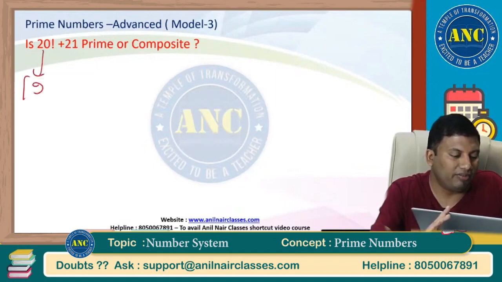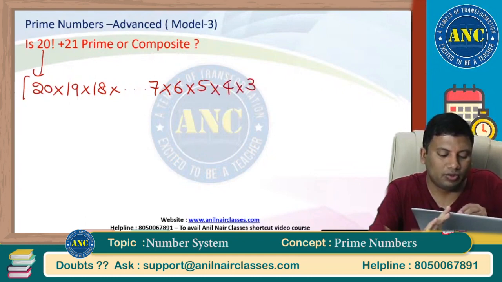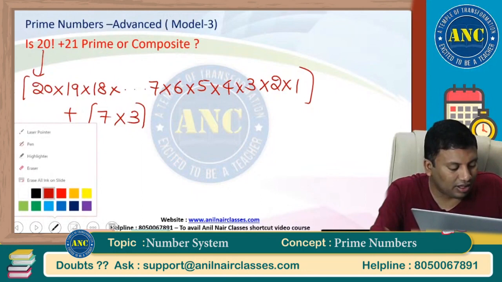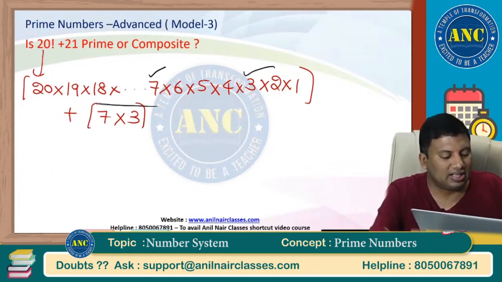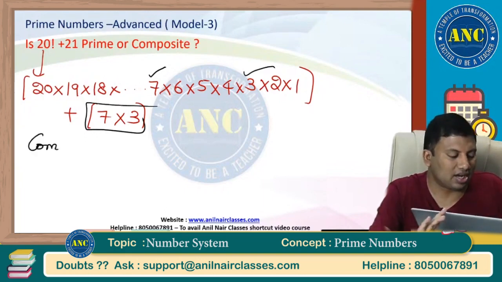Otherwise, 20 factorial is 20 into 19 into 18 and so on up to 7 into 6 into 5 into 4 into 3 into 2 into 1, plus 21, which is 7 into 3. Now in 20 factorial, 7 is already present, 3 is already present. The answer 21 also has 7 and 3. So it is composite.